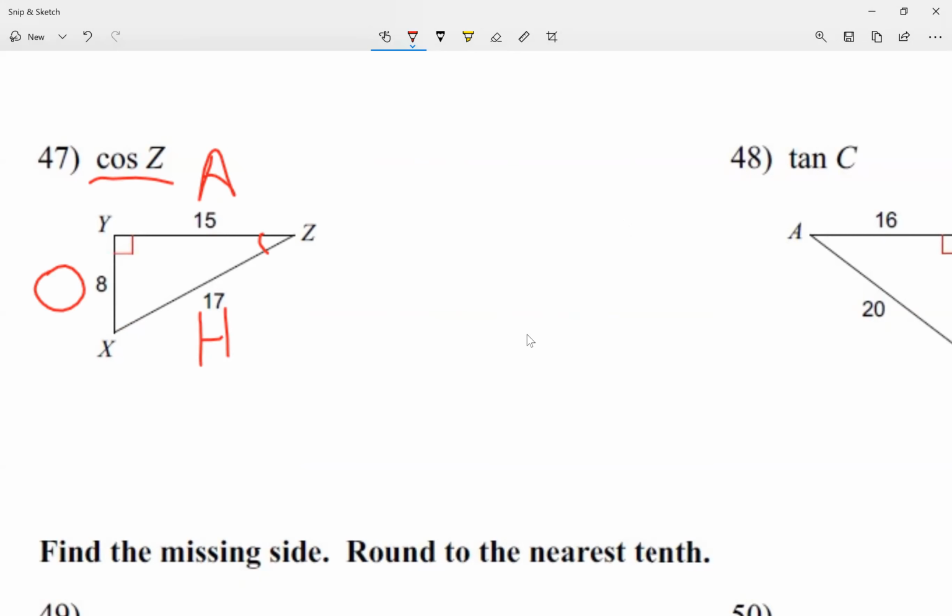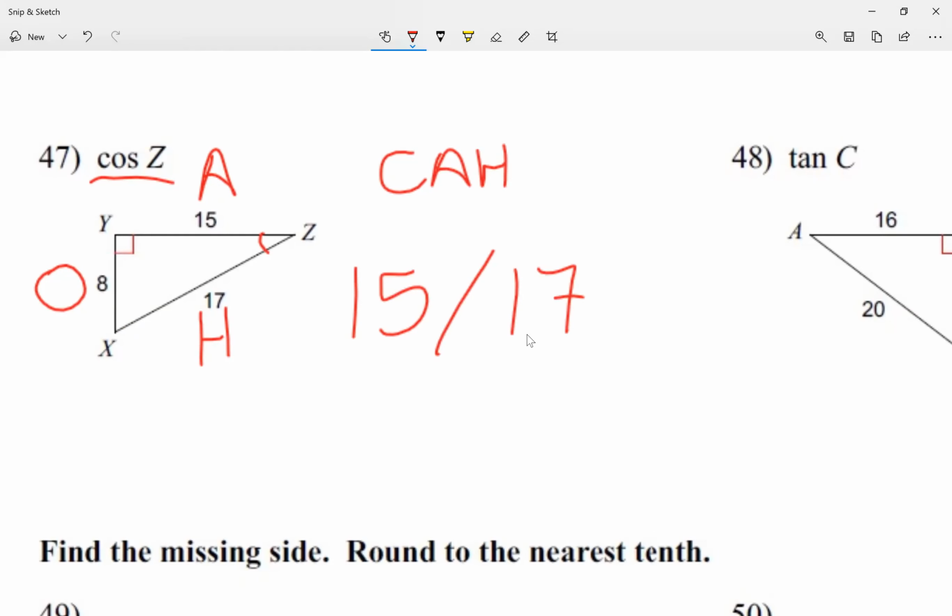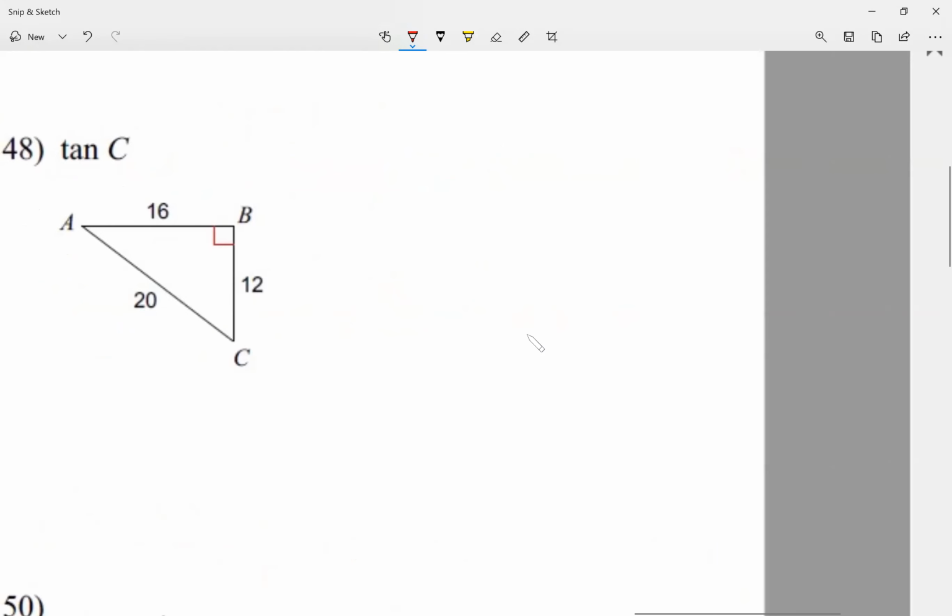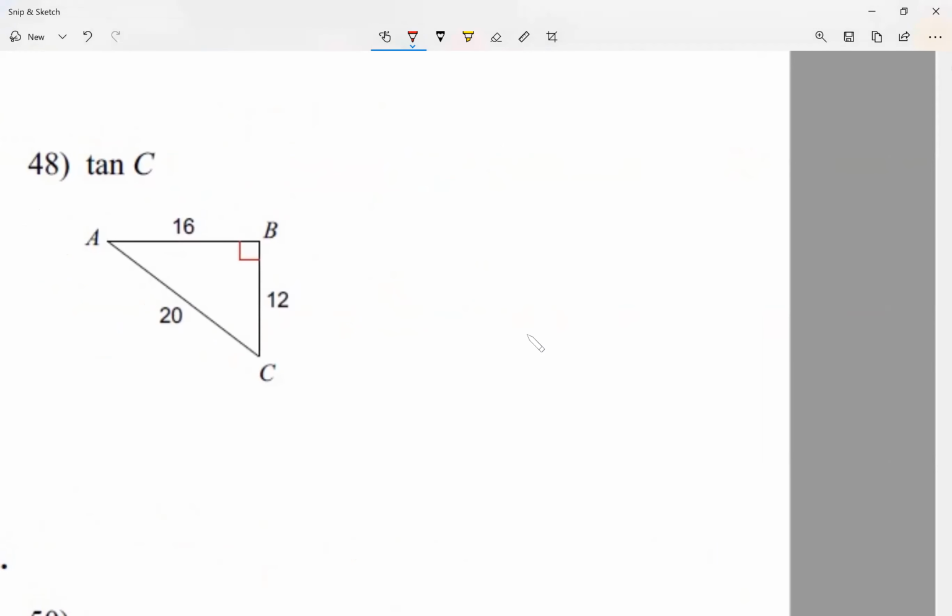All right, so cosine, I remember the acronym, so ka toa. I'm using ka because it starts with a C of cosine. Cosine is adjacent over hypotenuse, A over H. So I'm going to go 15 over 17. And again, if I can simplify my fractions, do so. This one we cannot. So it's just 15 over 17. And then question number 48. Let's take a look at 48.